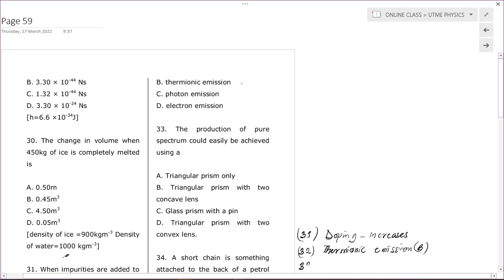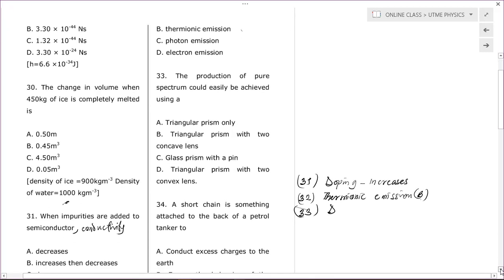Now number 33. 33 says that the production of a pure spectrum could easily be achieved using a triangular prism only. No, that cannot give us anything. Triangular prism with two concave? No. Concave will give us lens. They will not give us the pure thing we are looking for. Say we have convex. Okay, that's it here. D is the answer there. Triangular prism with the two convex lens will help us translate it to a pure one in full detail.